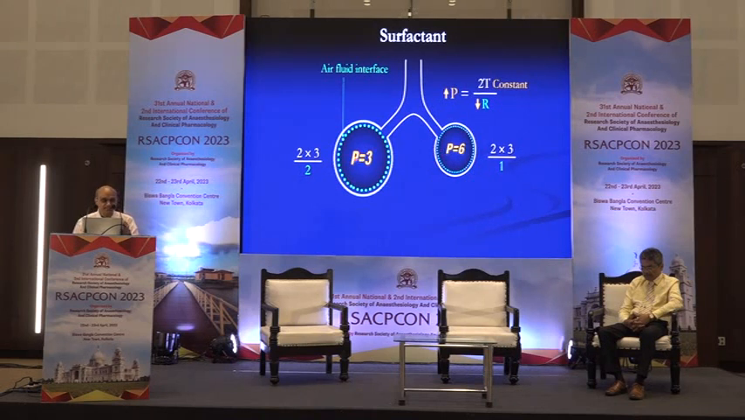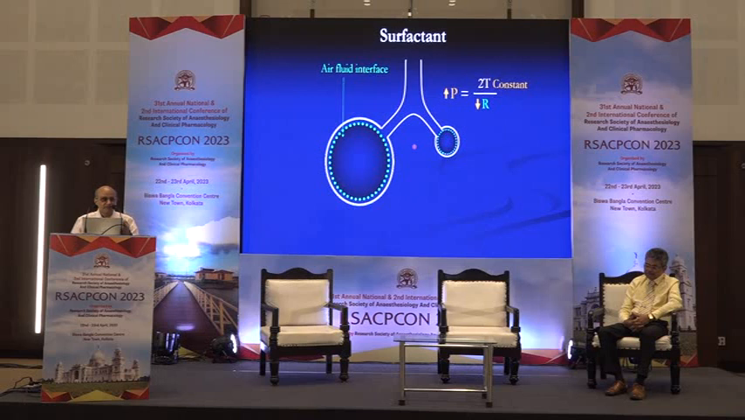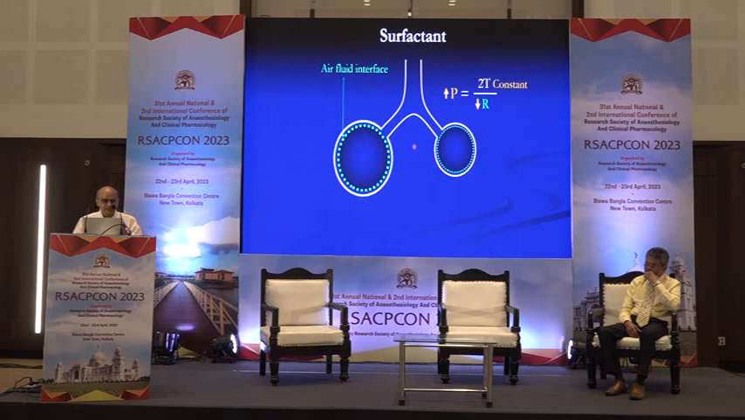Which means that if there was no mechanism to decrease surface tension, which is common in the numerator, the smaller alveoli will empty into larger alveoli and the whole architecture of the lungs will become unstable. So how is it stabilized? It is stabilized to maintain their normal volumes by means of surfactant.